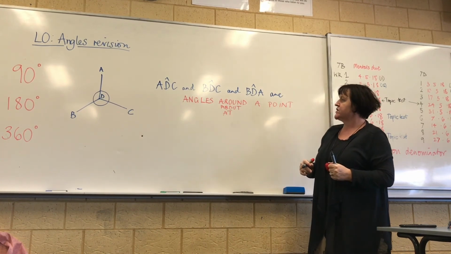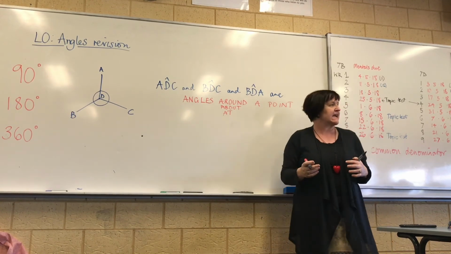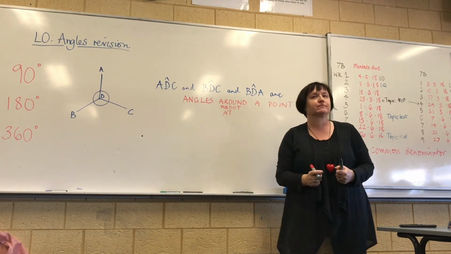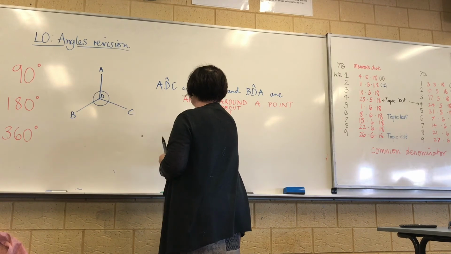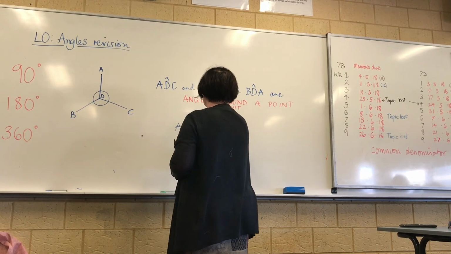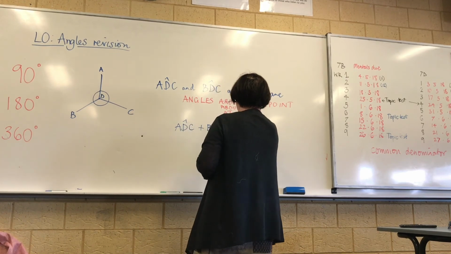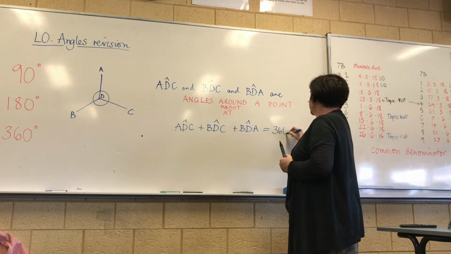Okay. So what can you tell me about angle ADC, BDC and BDA? They're angles about a point, but what do they add up to? 360. 360, that's right. So, ADC plus BDC plus BDA equals 360.